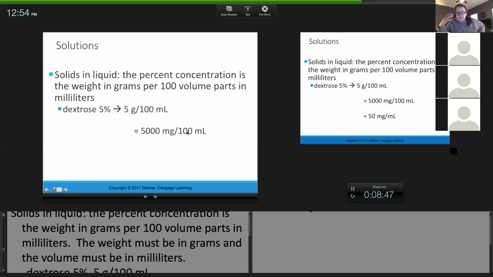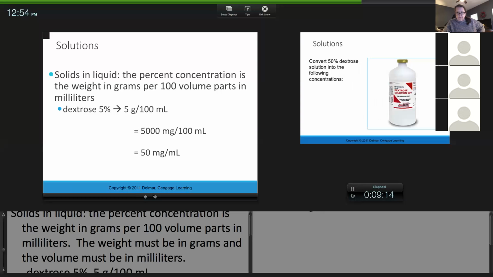The problem is that is a fraction that has to be reduced. Remember, you always want to get down to 1 or its simplest form. The easy way to do it is, if I had 5,000 milligrams over 100 mLs, you cancel the zeros. There are 2 zeros on the bottom, so I take away 2 zeros on the top. I'm left with 50 mgs per mL. That's in a 5% dextrose solution.